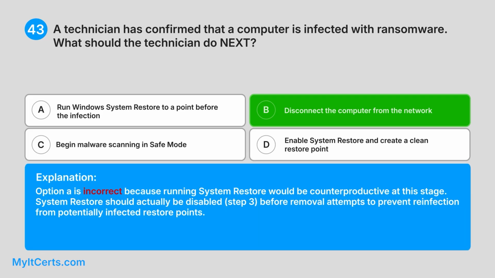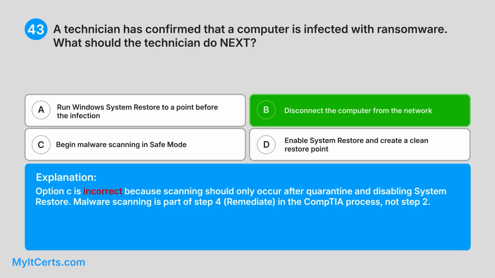Option A, run Windows system restore to a point before the infection, is incorrect because running system restore would be counterproductive at this stage. System restore should actually be disabled, Step 3, before removal attempts to prevent reinfection from potentially infected restore points.